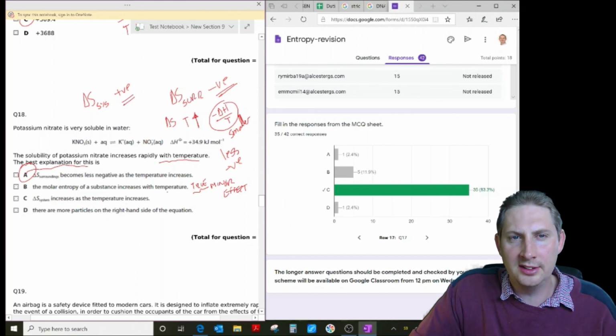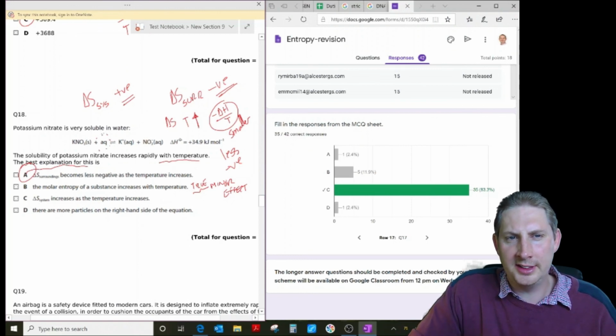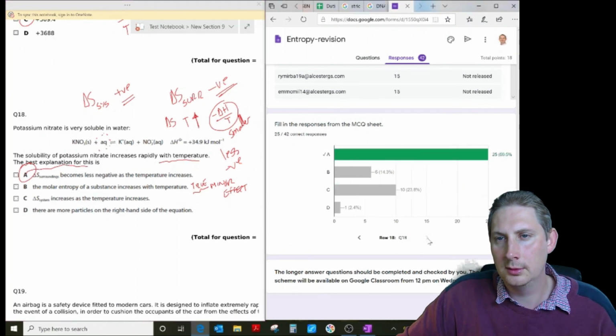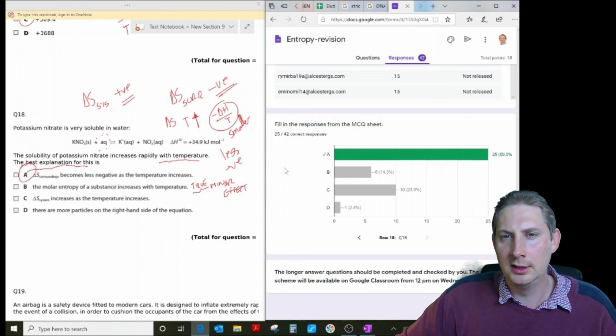Well, we don't know that's true. There are more particles on the right hand side of the equation. We got the water particles on the left, so that's not necessarily true. So it is A. And 60% of you getting that right, but still a lot of you not getting that right.